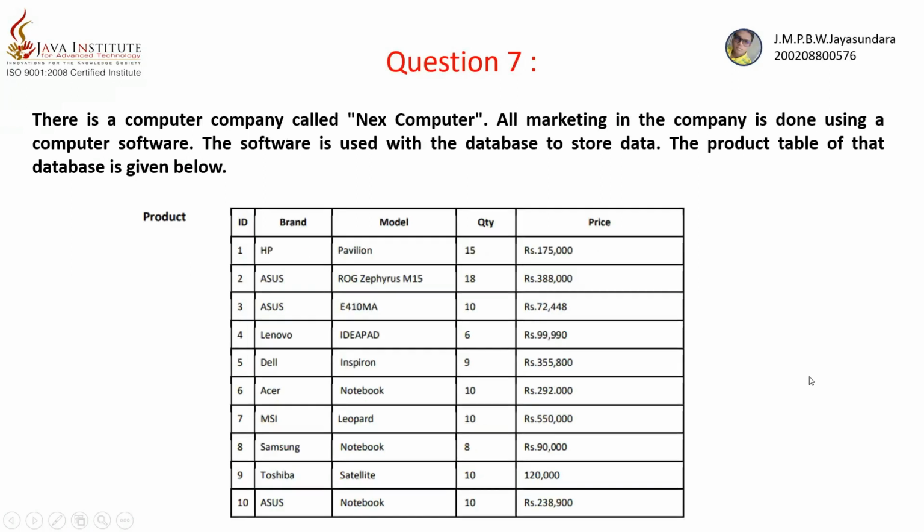Here we have our question number 7. It says, there is a computer company called Next Computer. All marketing in the company is done using computer software. The software is used with the database to store data. The product table of the database is given below, and it has columns as ID, brand, model, quantity and price. This QTY has been used for short term of quantity. After that, they have inserted data in here.